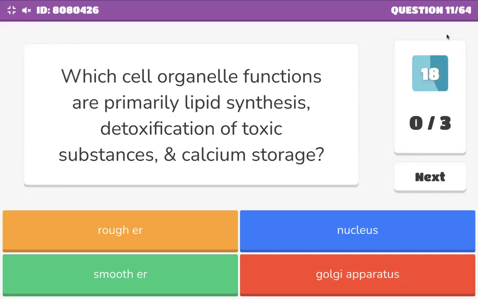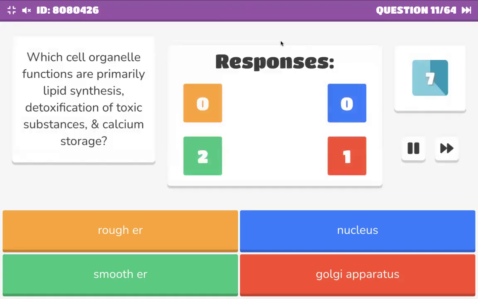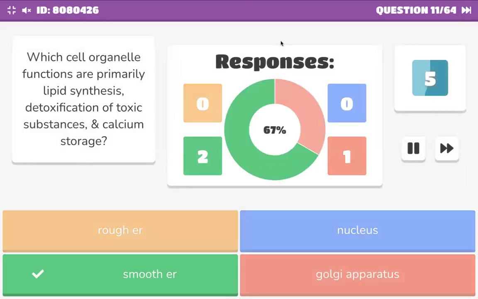Which cell organelle functions are primarily lipid synthesis, detoxification of toxic substances, and calcium storage? Yes, it's the smooth ER.